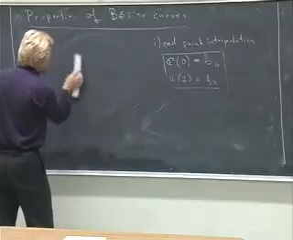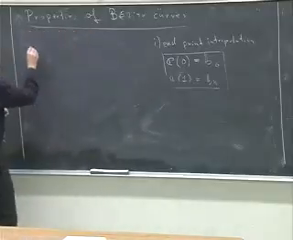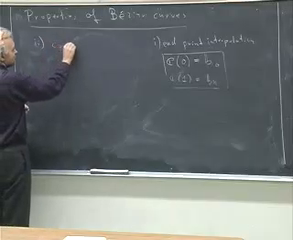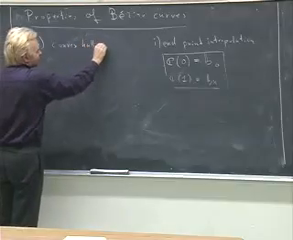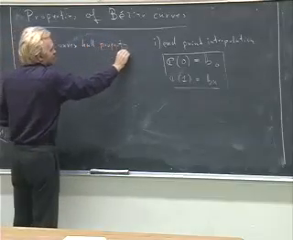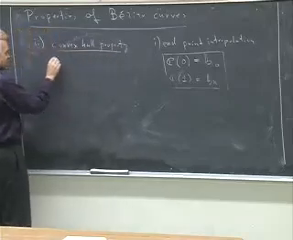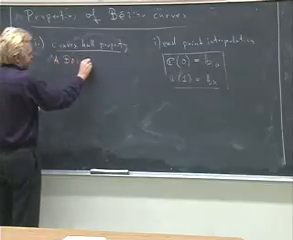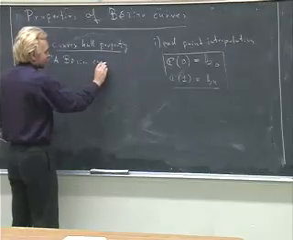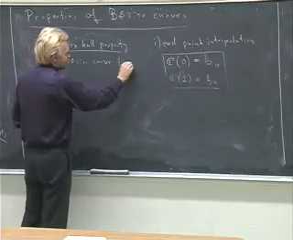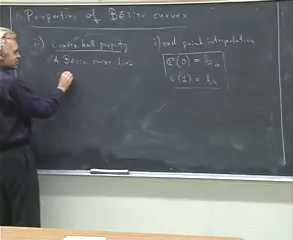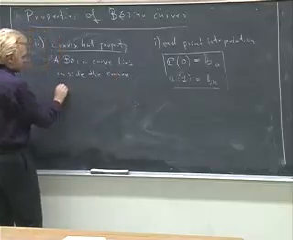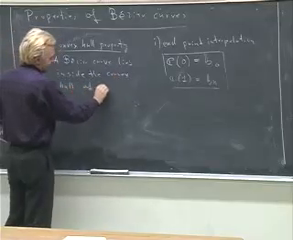So that is property number 2. It's called the convex hull property. Convex hull property. And very important, that means a Bezier curve lies inside the convex hull of its control points.